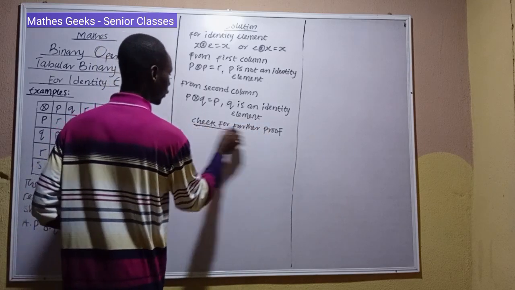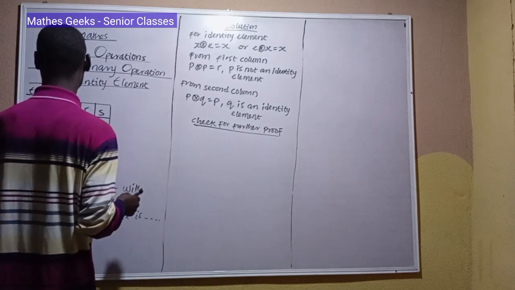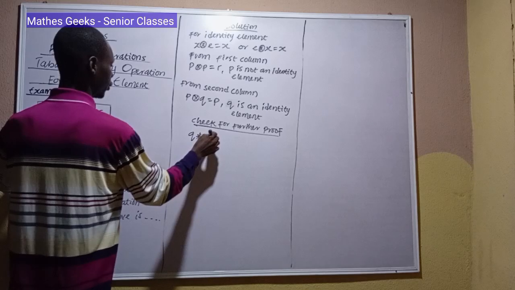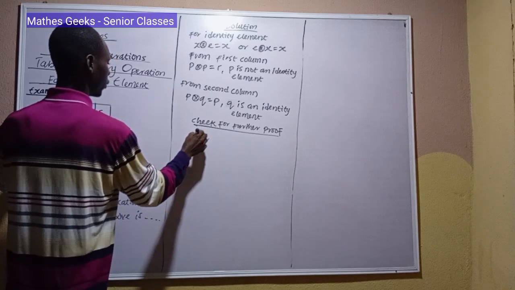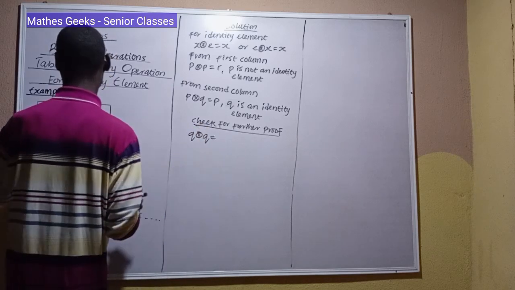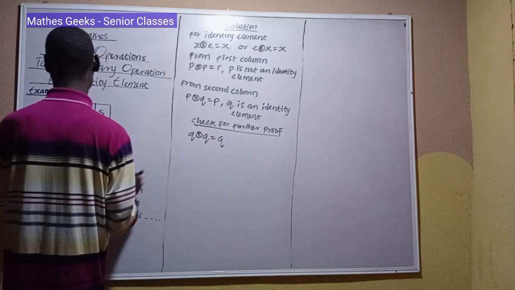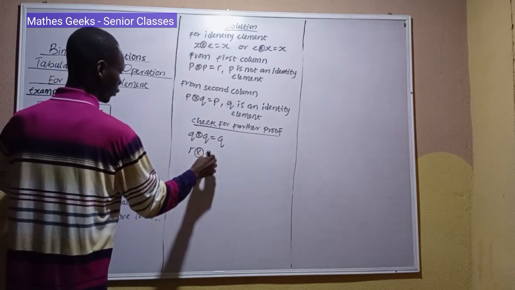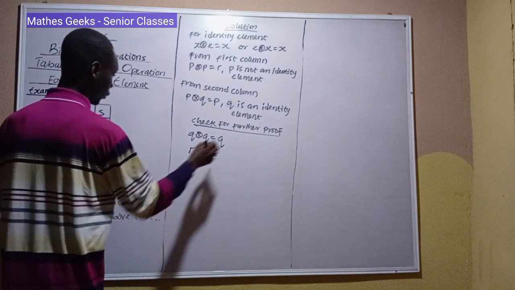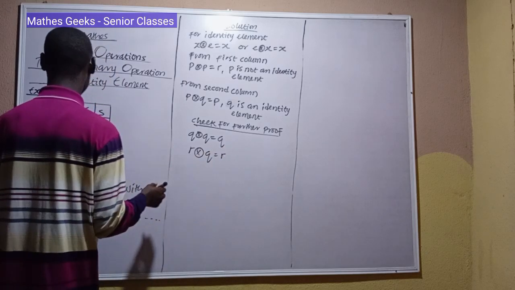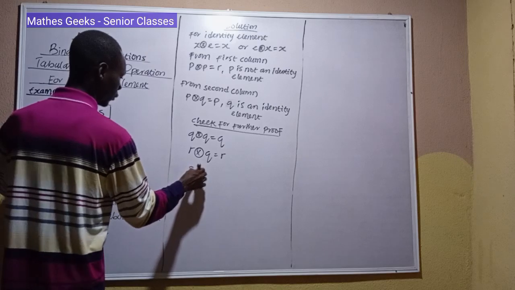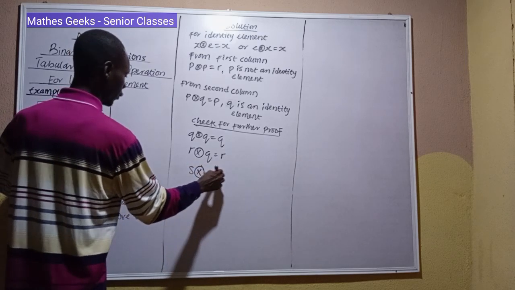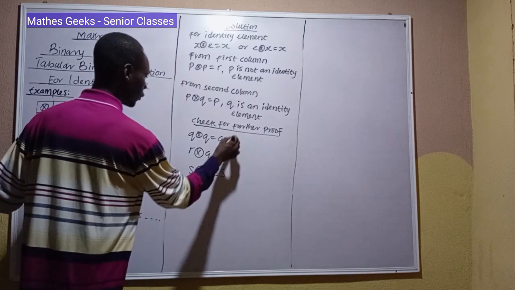So when we use Q operation Q, let's see what it will give us. Q operation Q. What is it giving us? Q. Okay. R operation Q. What is it giving us? R. That's okay. S operation Q. What is it giving us? S.